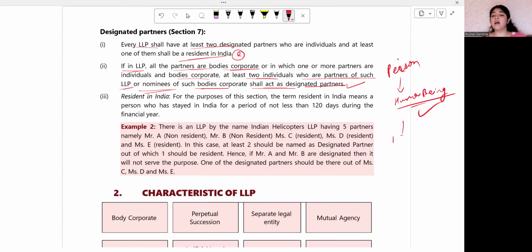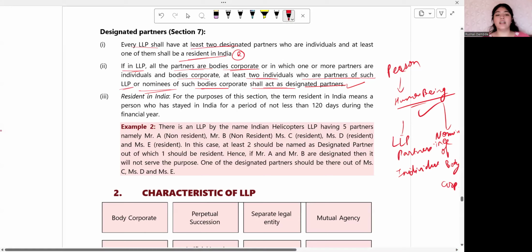So it can be LLP partners who are individuals, or they can be nominees of body corporates. They will act as the designated partners. Okay, 2 designated partners are compulsory and one should be resident in India. Now they have given us a definition of resident.